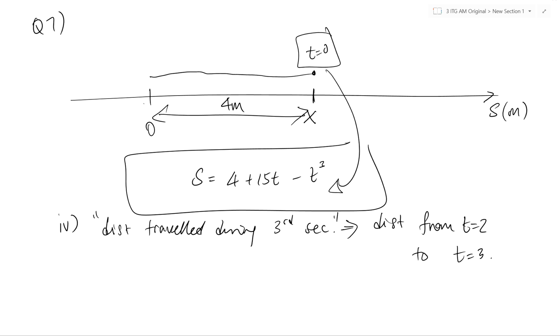To do so, find the displacement at time equals 3 minus the displacement at time equals 2, whichever is greater minus the smaller, so that you obtain a positive distance. This is with the assumption that there are no turning points between time equals 2 and time equals 3. If there is a turning point within that interval, then you will also need to take that into consideration. Are you all following what I'm saying? Any questions? Raise your hand now.